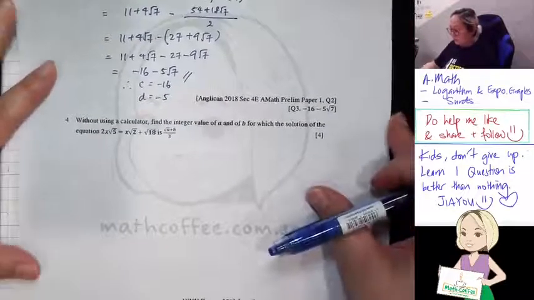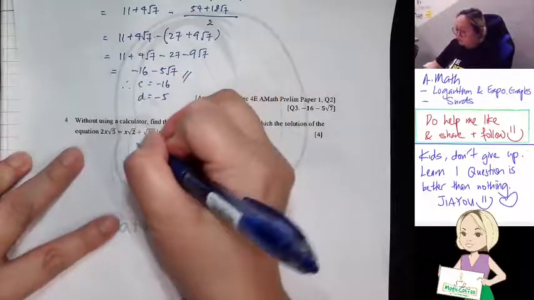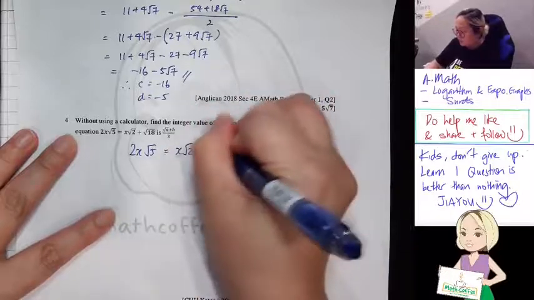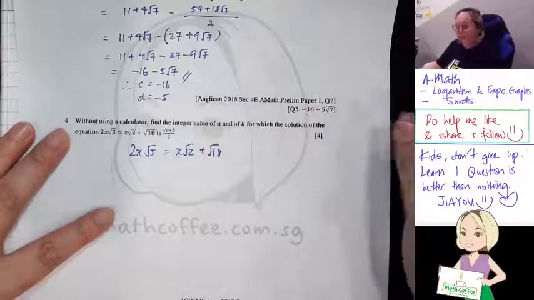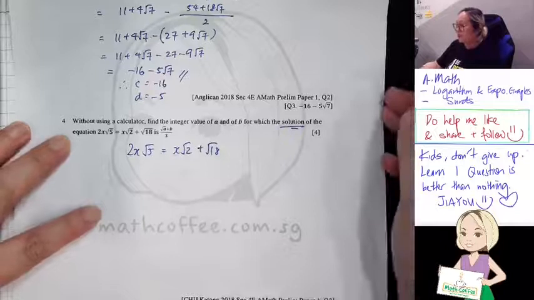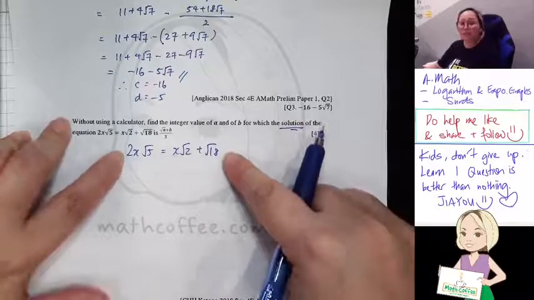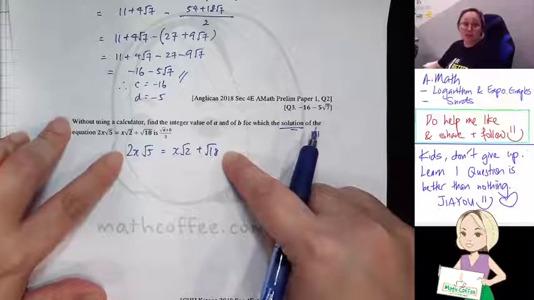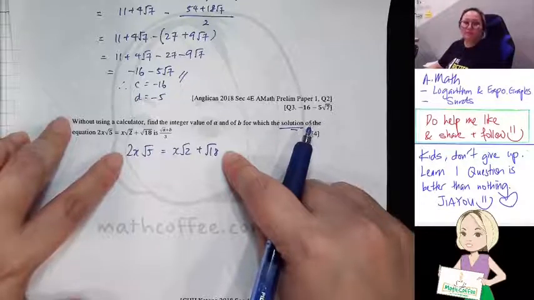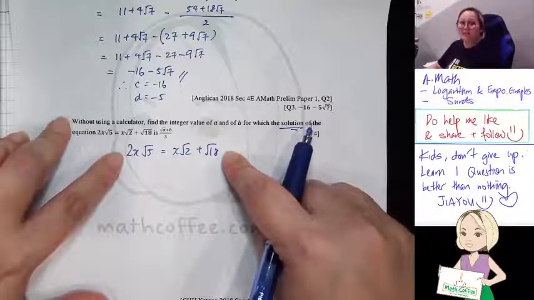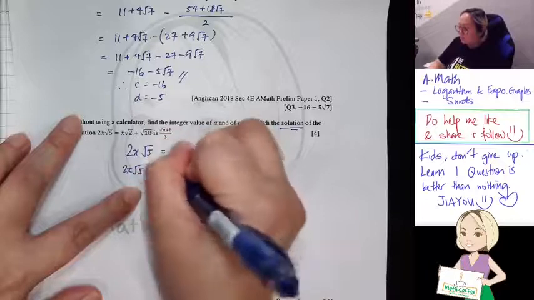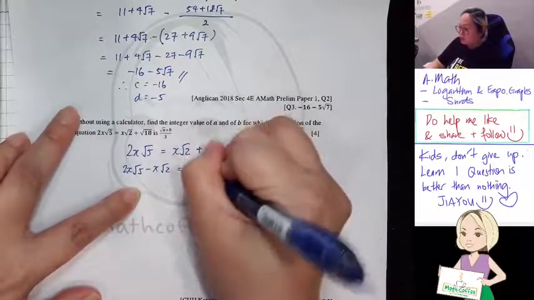Okay, see here. So this kind of question often comes out. Okay, and then students, they say, without using a calculator, find the integer value of A and B for which the solution of the equation is such and such. So actually this is an equation. So when it's an equation, means that you got to solve an unknown, right? And your only unknown here is x. So the trick is, you just make x the subject. Okay, the trick is just make x the subject. So 2x square root 5 will remain here. This will bring over minus x square root 2 equals to square root 18.